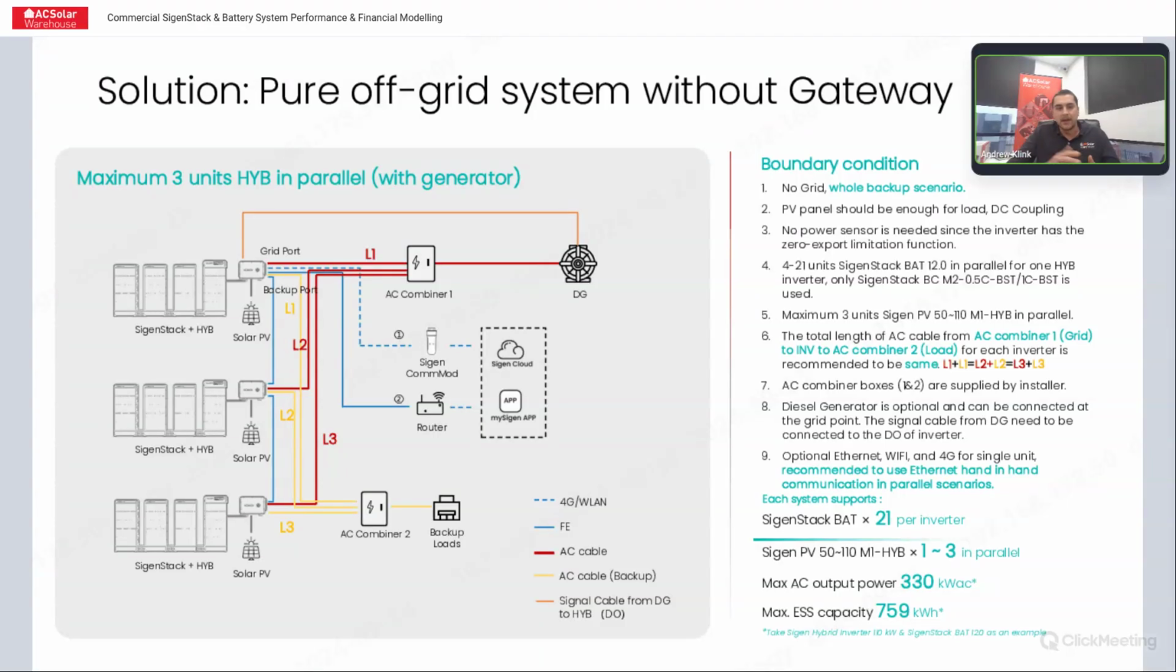And so we've got the same thing here. An off-grid system, no gateway, so maximum 3 inverters in parallel, and you've got your generator connected here to the grid port of the HYB inverters, so that you can get that generator backup power in case you fall into a situation where your batteries have gone flat, or you've got no PV generation, etc.